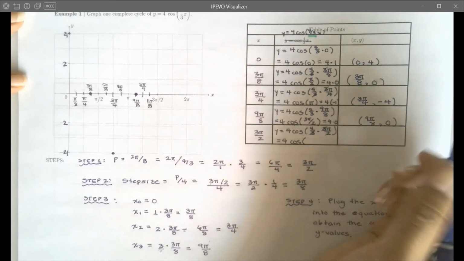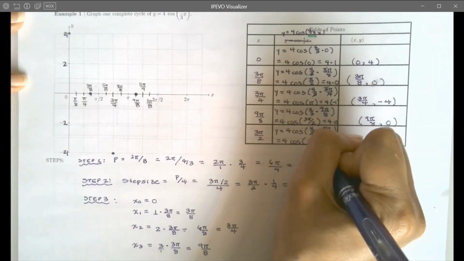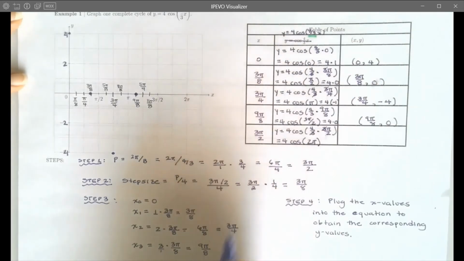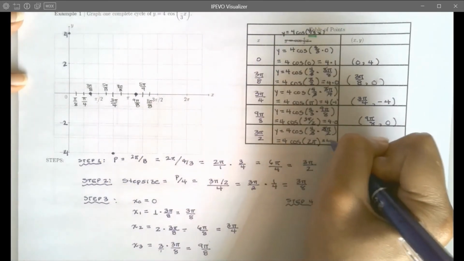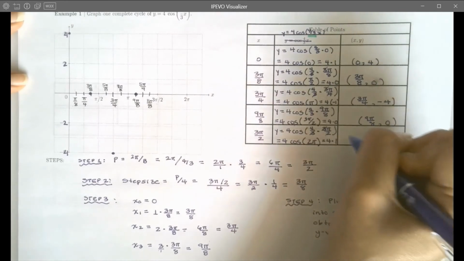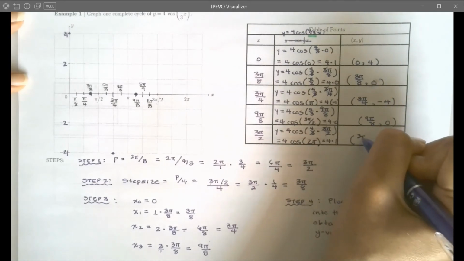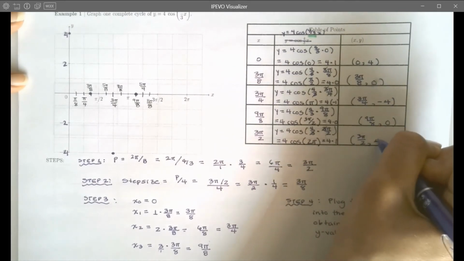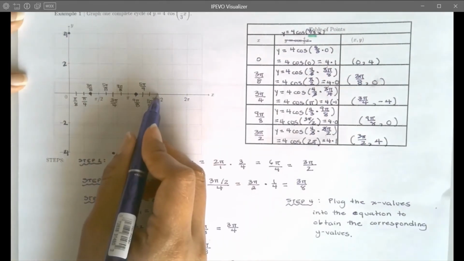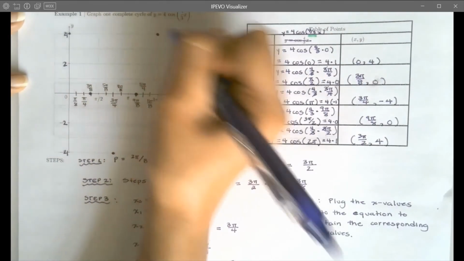4 divided by 2 is 2, so we get 2 pi. And cosine of 2 pi is 1. So we get 4 times 1. And that is 3 pi over 2, comma 4. Okay, so here's 3 pi over 2, comma 4.